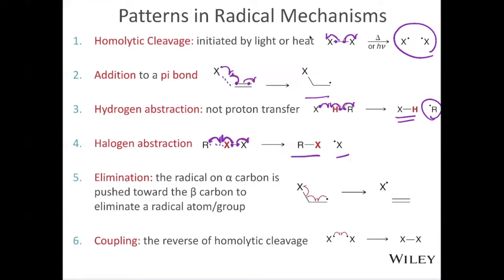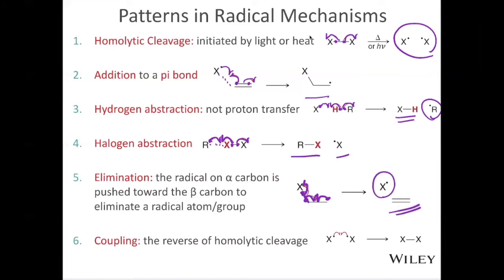Or we can have elimination, where we have a radical on a carbon that is alpha to a good leaving group, and so we have that electron kick in, and then we have one of the electrons from this bond kick in, so we create a double bond, and then that last electron hops onto the X as the leaving group. So we end up with a leaving group radical and an alkene.